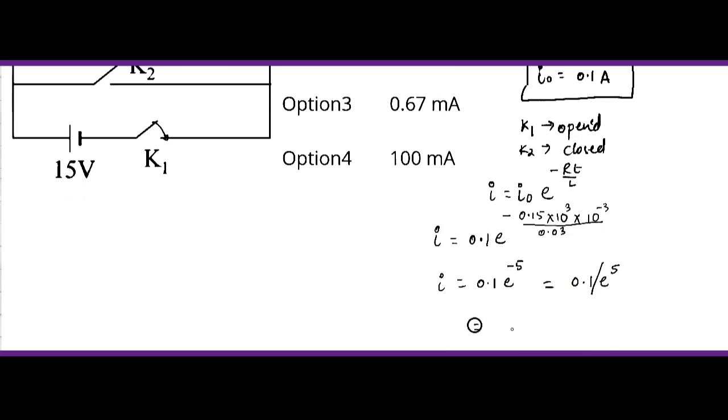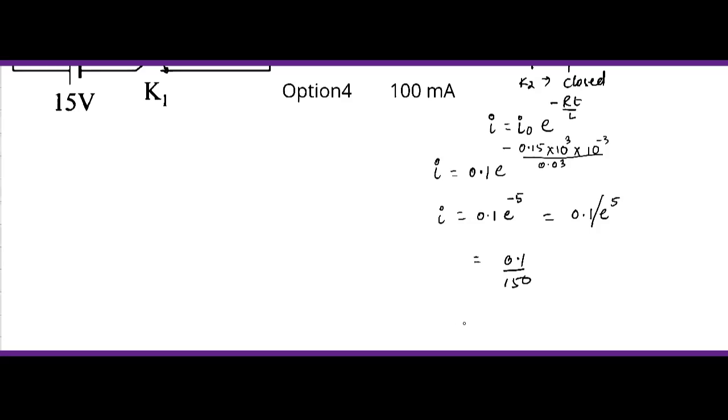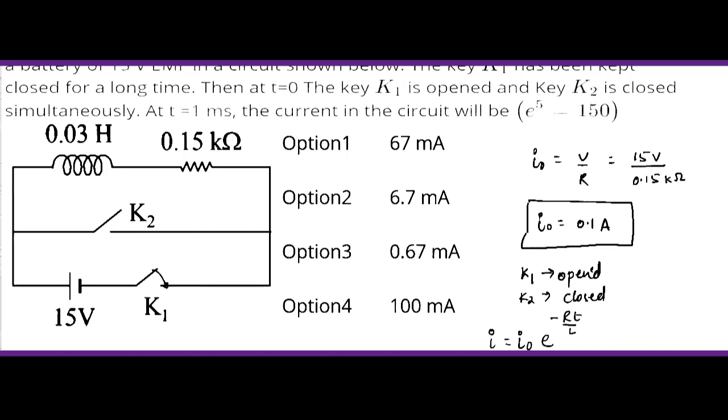Now the value of e raised to the power 5 is given to us as 150. Correct. So from here our current comes out to be 0.67 milliampere. Okay, now looking at the options, we get option number 3 is the correct option, that is 0.67 milliamperes.